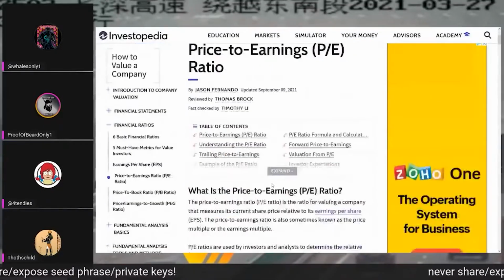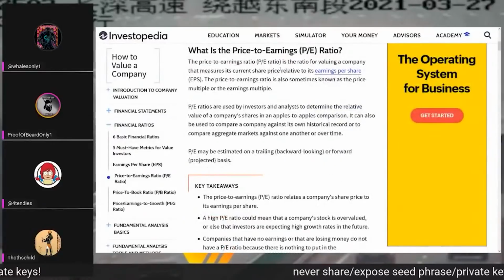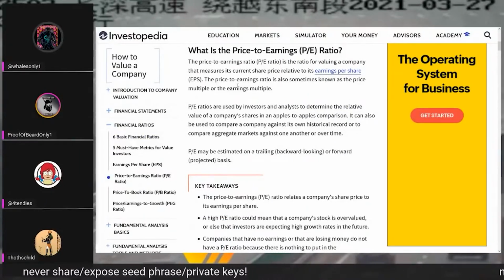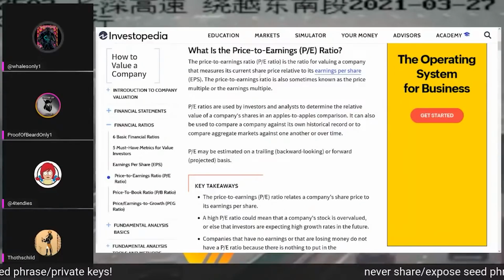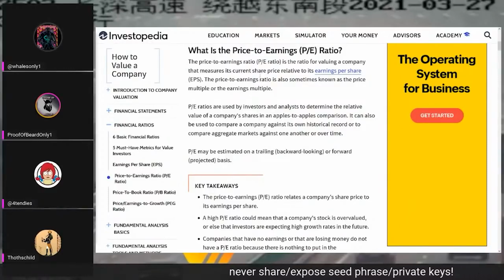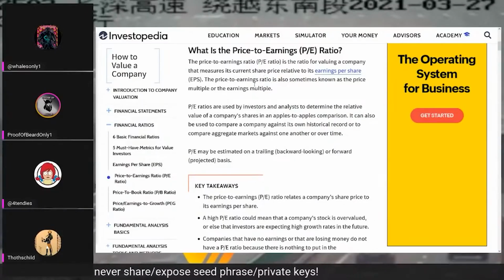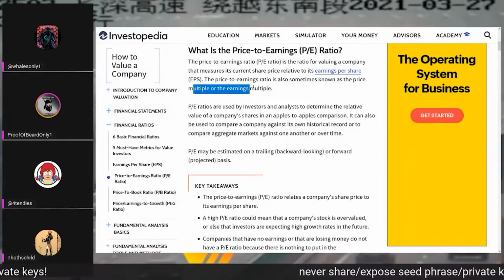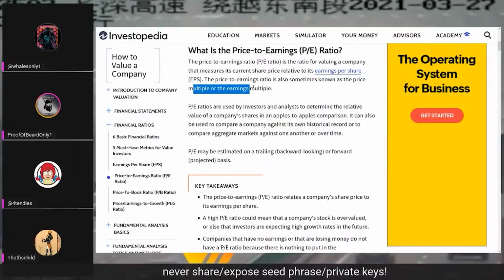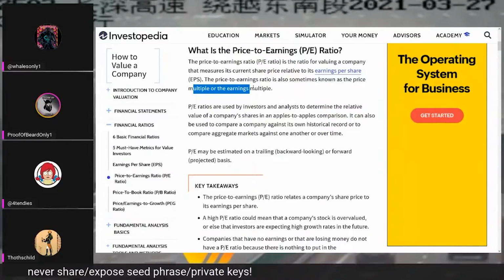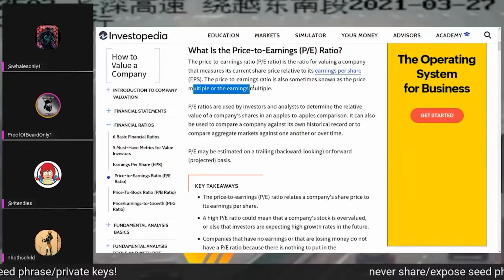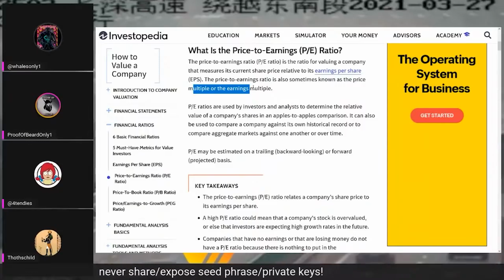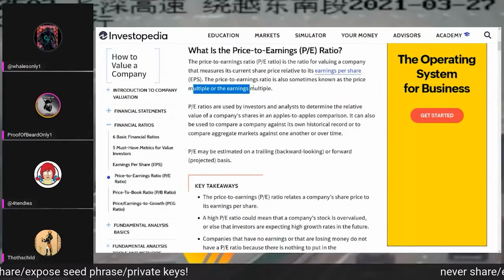So price to earnings, right? Very straightforward. The price to earnings ratio is the ratio for valuing a company that measures its current share price, current stock price, to its earnings per share. The price to earnings per share ratio is also known as the price multiple or the earnings multiple. That's important, because this lets us know that we're not actually calculating anything tangible, which is critical to understand. This number is a multiple of some sort, letting us know that we're paying a multiple of something. But what is that thing? Well, in this case, that thing is earnings per share.